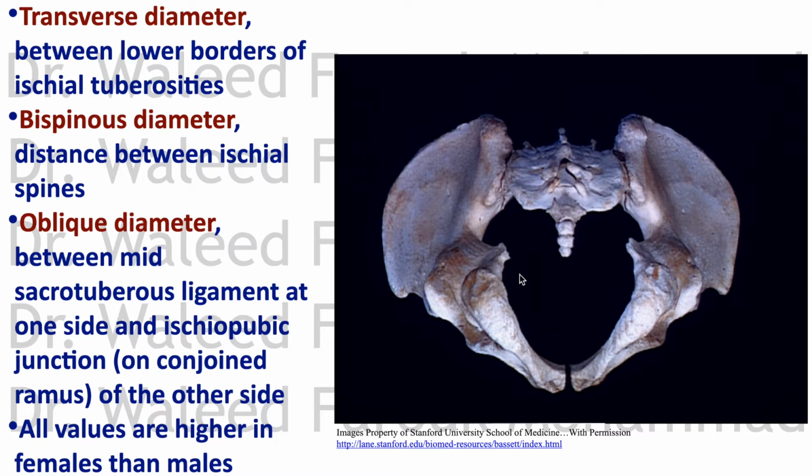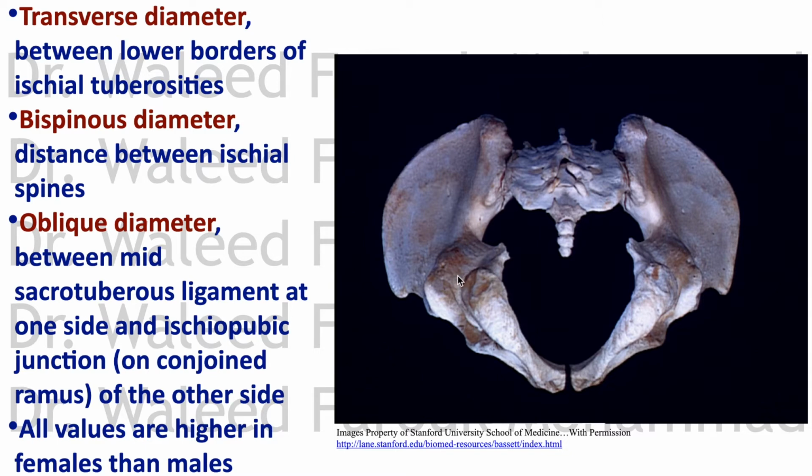The oblique diameter is between the middle of the sacrotuberous ligament at one side and the ischiopubic junction at the other side. The ischiopubic junction is between the ischial ramus and the inferior pubic ramus in the middle, and the middle of the sacrotuberous ligament on the other side, which extends in this direction. This is the oblique diameter of the inferior aperture of the pelvis or the pelvic outlet.